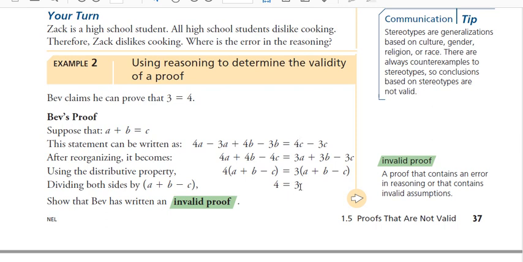So can anyone tell me what went wrong? Because this is not a valid proof. 4 does not equal 3. There is something that happened inside this proof. It's tricky to see. It's kind of hidden. But what happened inside this proof that went wrong? Bev did something that you can't mathematically do. So ideas, you up first?